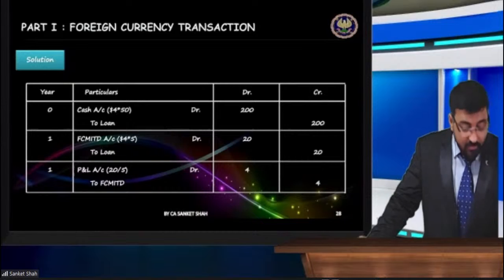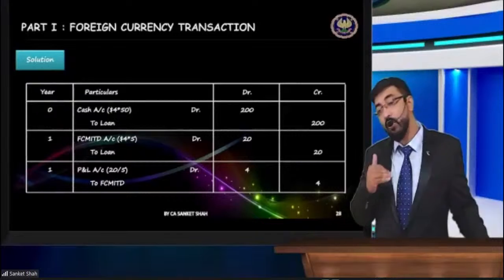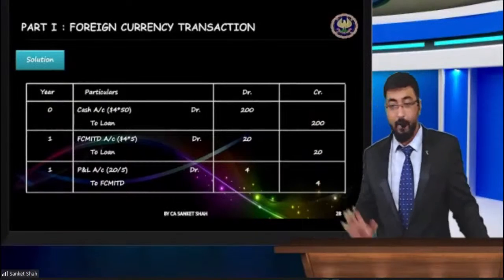No beta Janki, this is the option which is given. So whether it is a profit or a loss, we have to defer it over the remaining period.